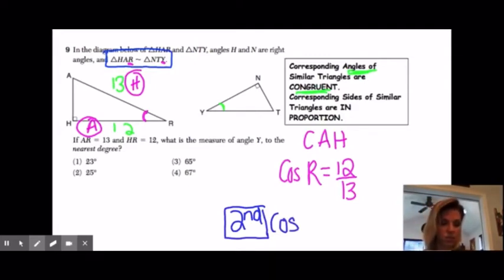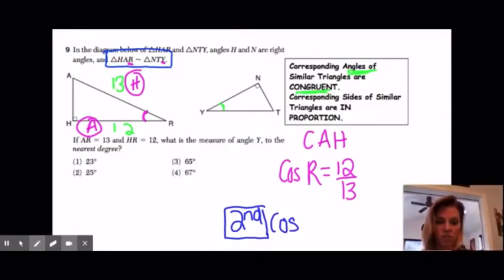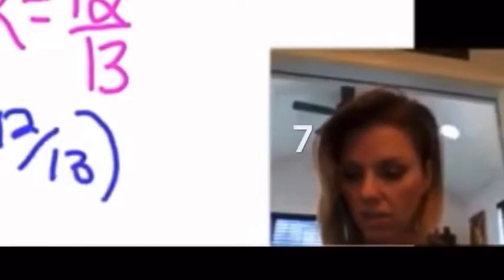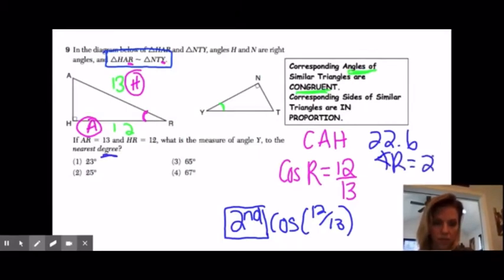If I hit second cosine, remember that cosine inverse pulls up, and all you have to do is type in the fraction of your sides. So 12 divided by 13. So I hit second cosine, 12 divided by 13. I'm going to write it over here. I get 22.6. It wants it to the nearest degree. So angle R is rounded to 23 degrees.